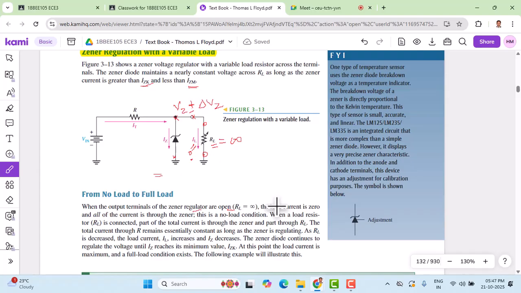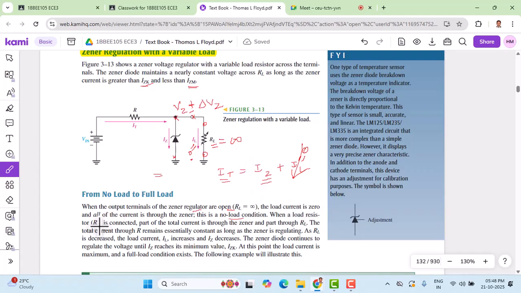Okay, so let us read out that thing. Load current becomes zero, so IL becomes zero. There are two currents which IT will be providing as per this circuit. One is IZ, the current flowing through the Zener diode, and another is the current IL. When RL is equal to infinity, IL becomes zero. This will go off, and only IT now becomes equal to IZ. All of the current is going through the Zener, and this is a no load condition. So no load is connected here. That particular condition is called no load condition.